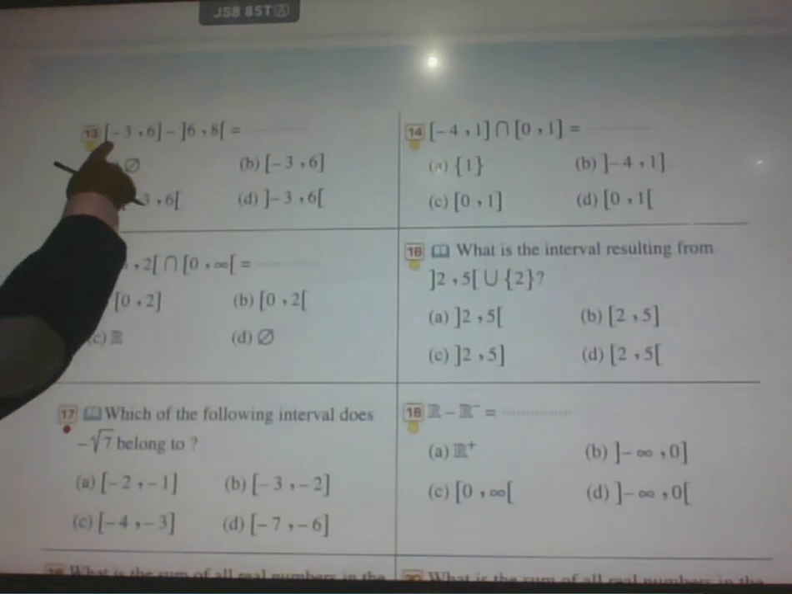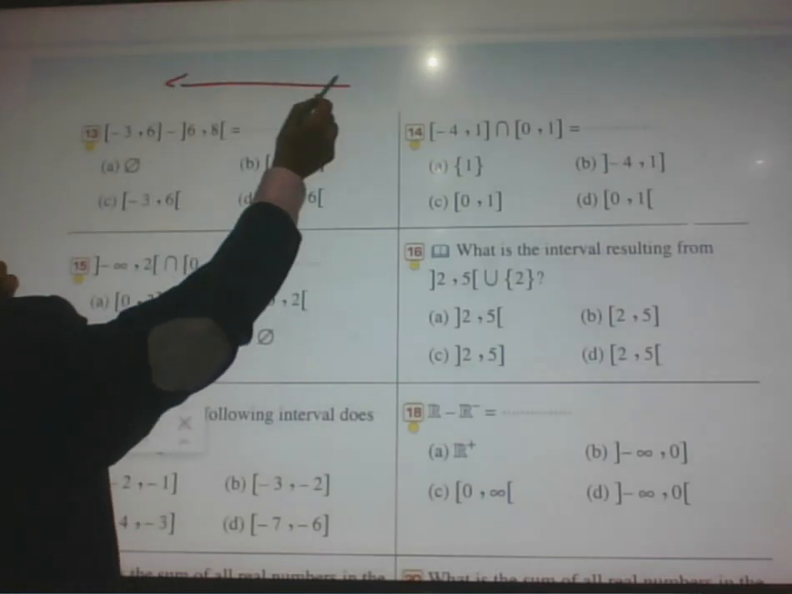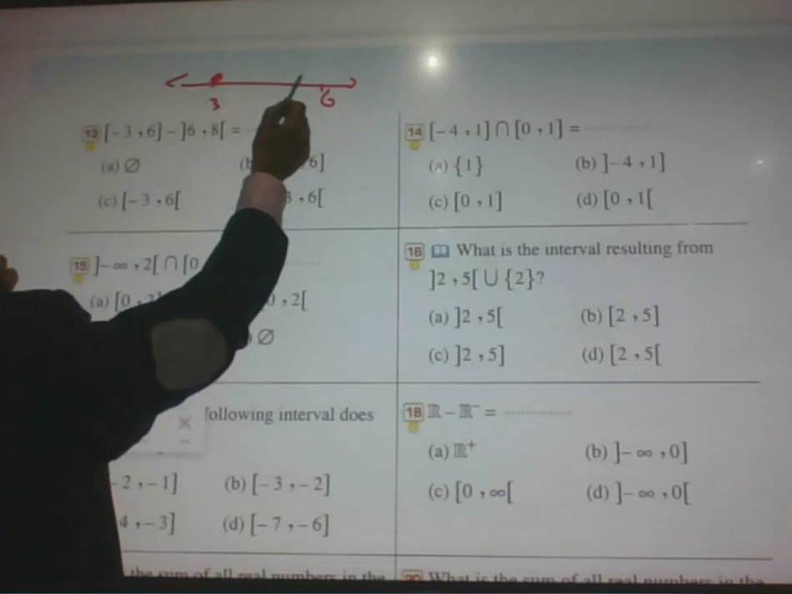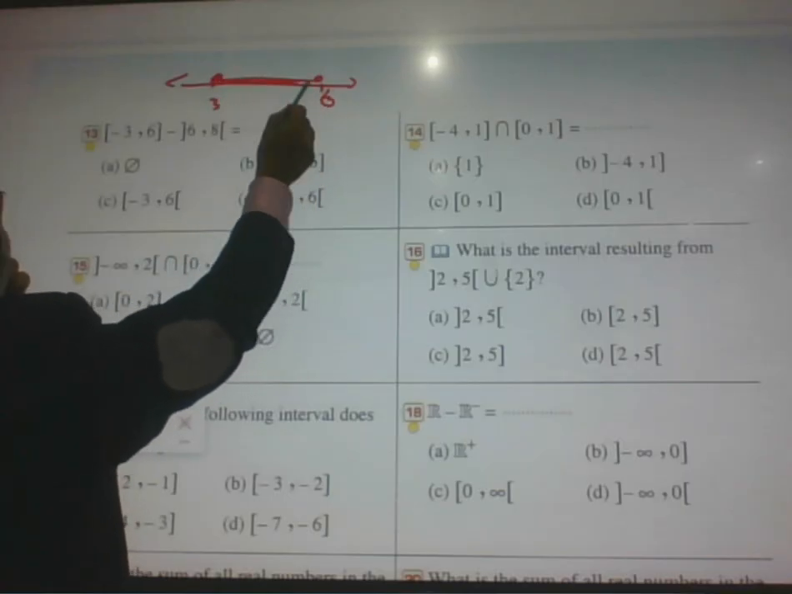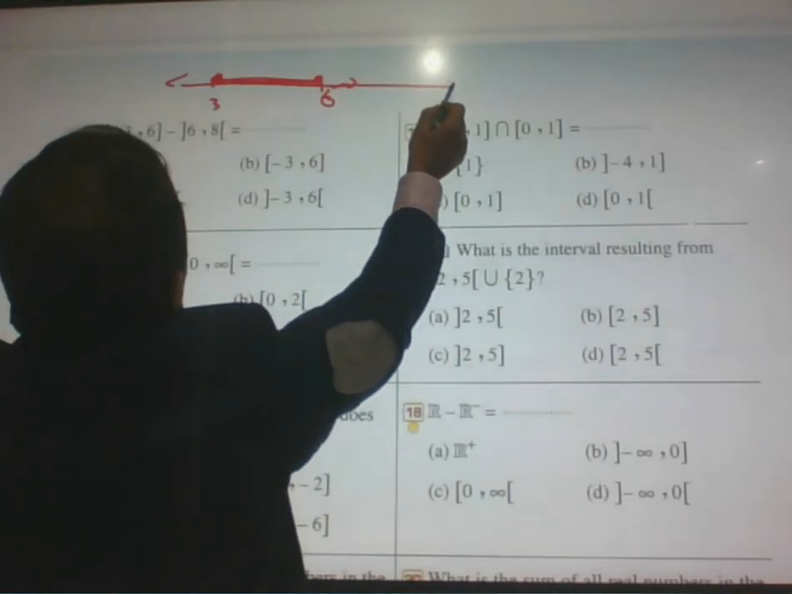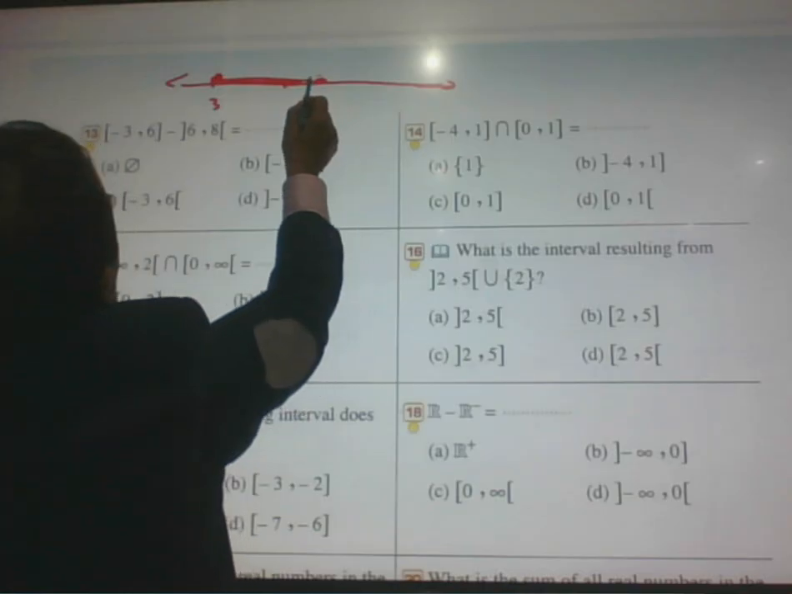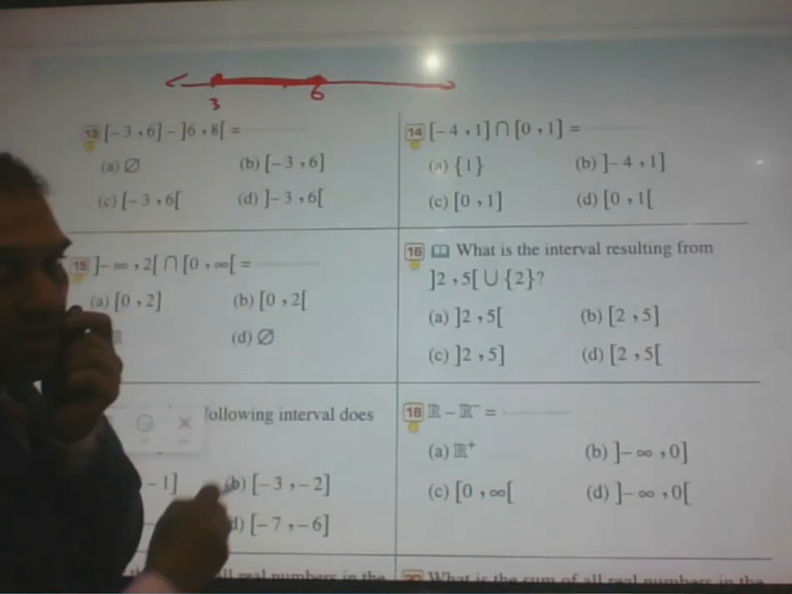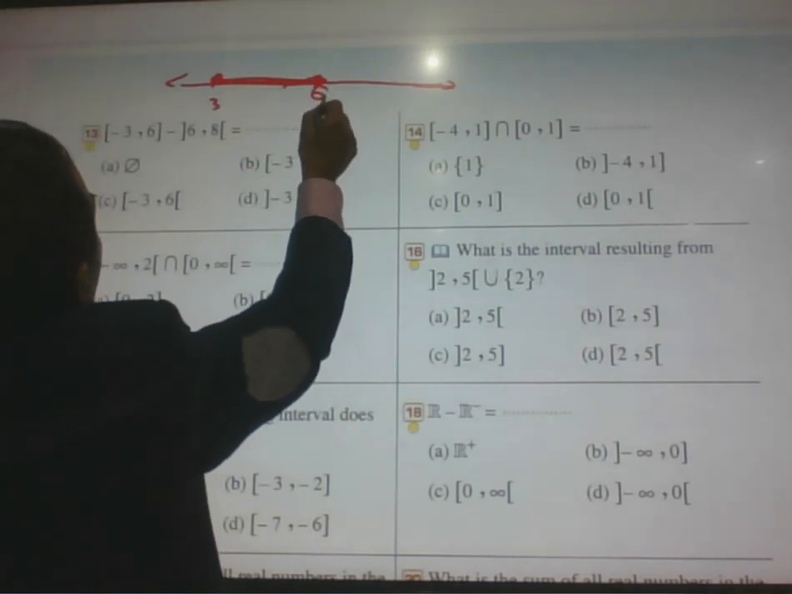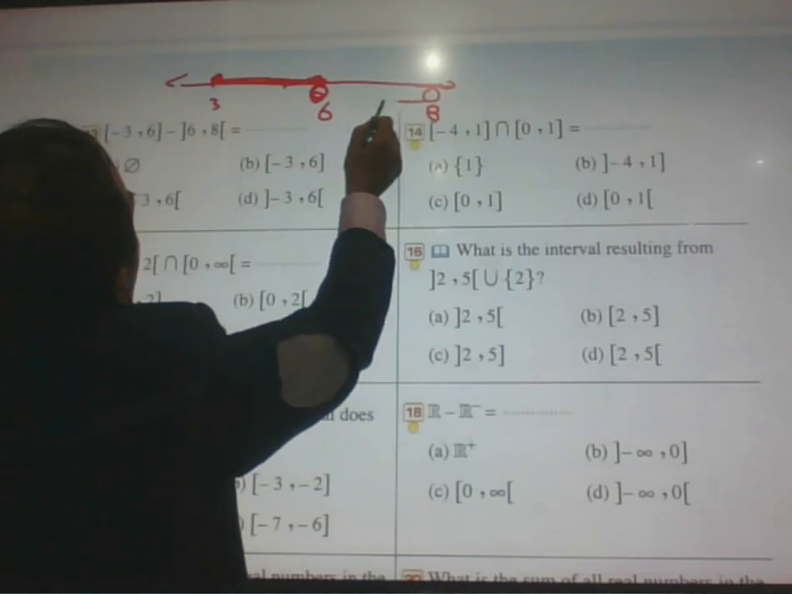Listen to me here. We want to find the difference between two intervals. We have the first interval from -3 to 6. It was closed like this, closed, okay? And second, from 6 to 8. Complete with me. We have this 6. Okay, my students, can you see the question? It's from -3 to 6 closed, subtract by 6 opened to 8 opened.